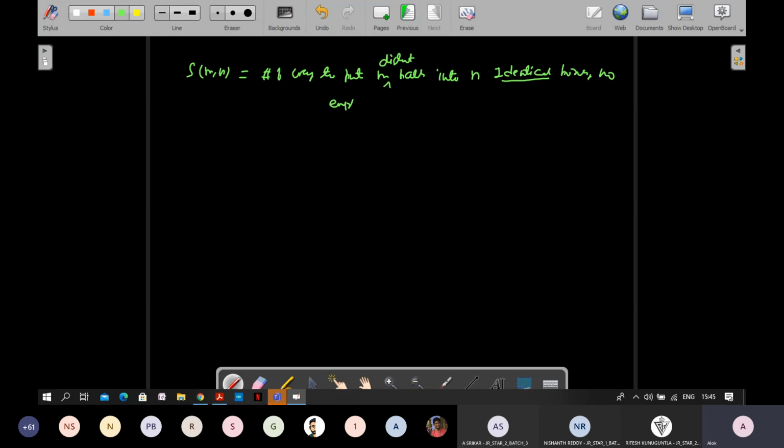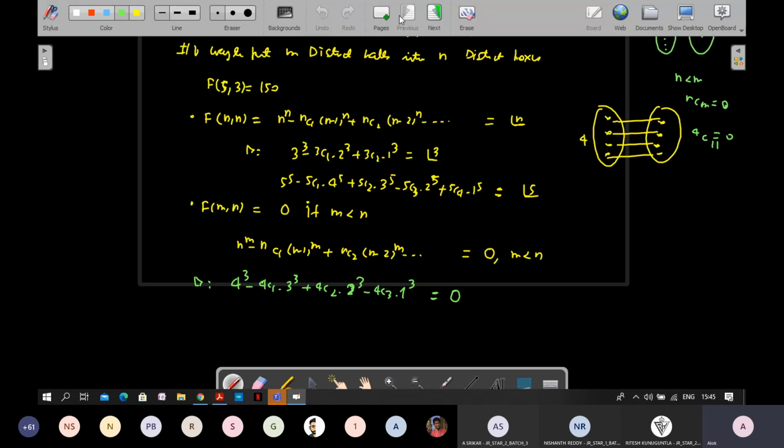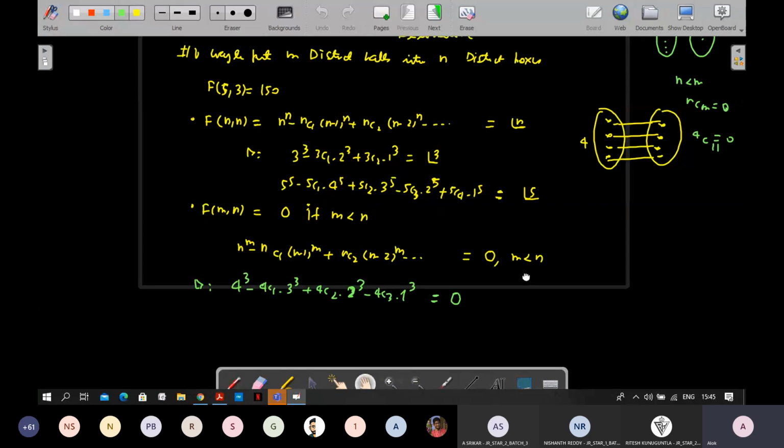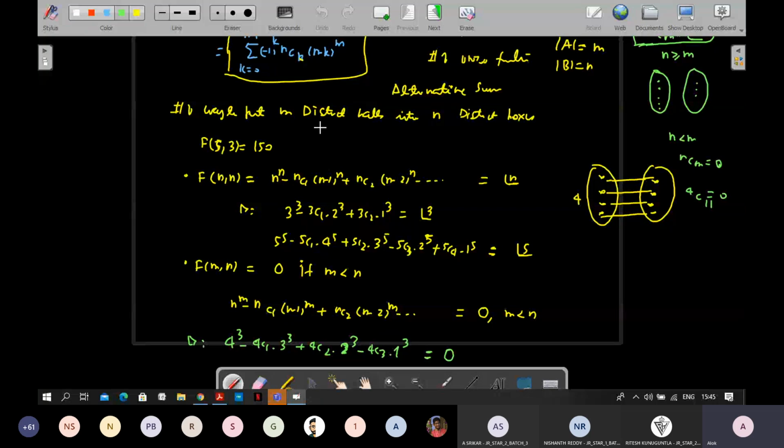No empty boxes allowed. So it is not an onto function, that you understand, because an identical thing has come, so onto cannot be. But this value has a relation with something. So let me go back to this. So n boxes here also, I must write as a word of caution, that this also is the same thing.